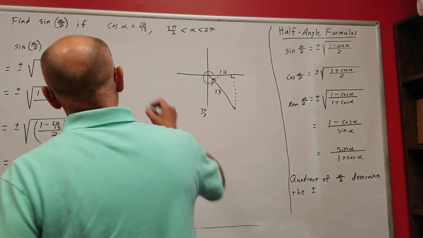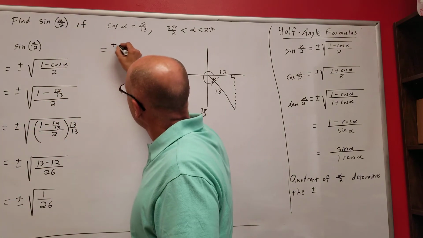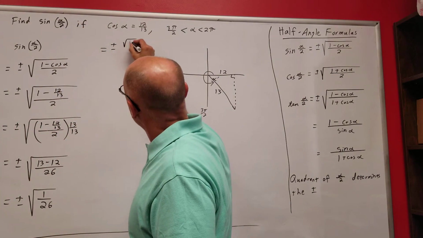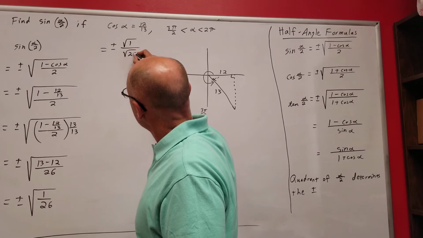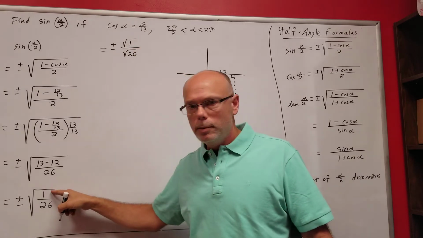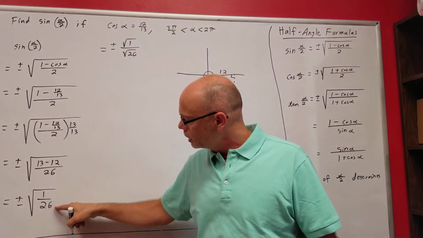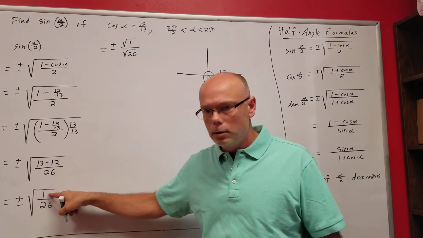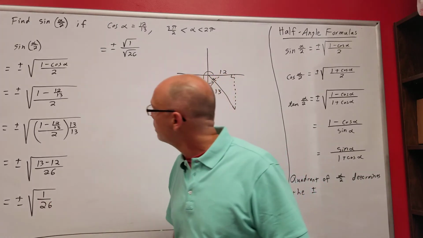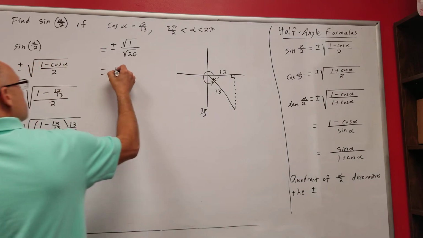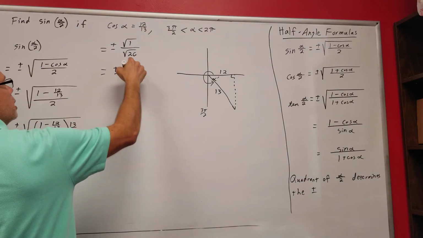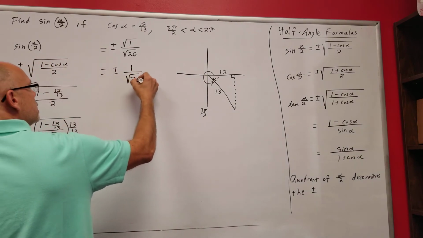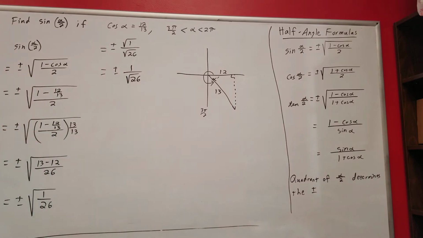All right, so what is this? This is plus or minus the square root of 1 over 26, I could think of it. Remember, if you have a quotient like this, you could take the square root of the numerator over the square root of the denominator. Well, the square root of 1 is 1. The square root of 26 I cannot take, so I leave that as the square root of 26.